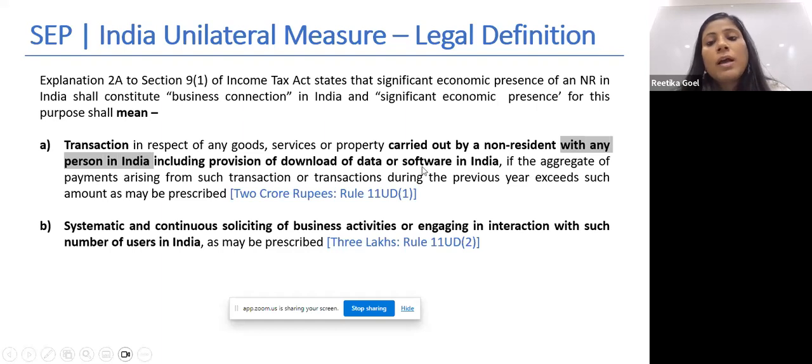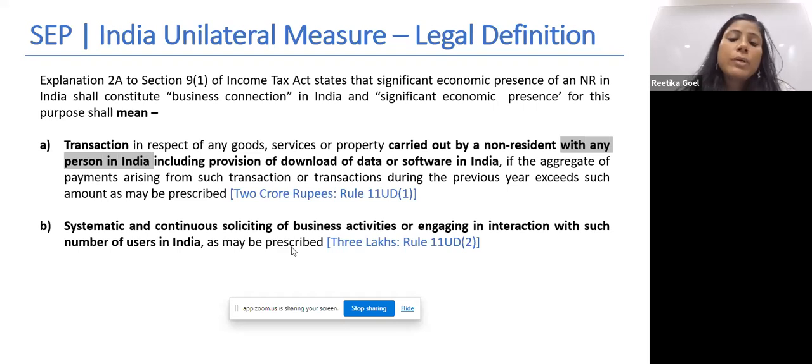So now they are saying that yes, you have created a business connection if you have a transaction with a user in India. But at what point will it be said that you have created a significant economic presence? So there has to be some threshold which needs to be defined. Initially, while they brought this provision, they just mentioned the amount as may be prescribed. And the second point was systematic and continuous soliciting of business activities or engaging in interaction with such number of users in India as may be prescribed. And this provision of significant economic presence was not implemented until 2022-23.